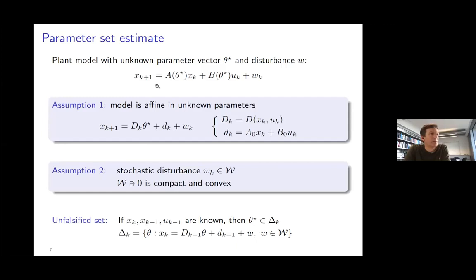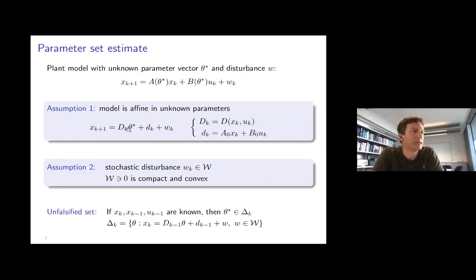Okay, so I'm going to assume that we have a plant model which has an unknown parameter vector theta and is affected by some additive disturbance. I'm assuming that the model is linear in the states and the inputs. It's a linear unknown system. I'm also going to assume that the model depends affinely on the unknown parameters, theta star. So we can rearrange this model to write it as a linear function of theta star, where the capital D and lowercase d here depend on the current state and input to the system.